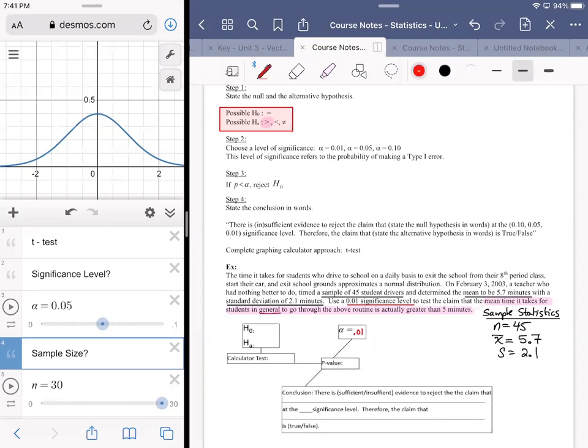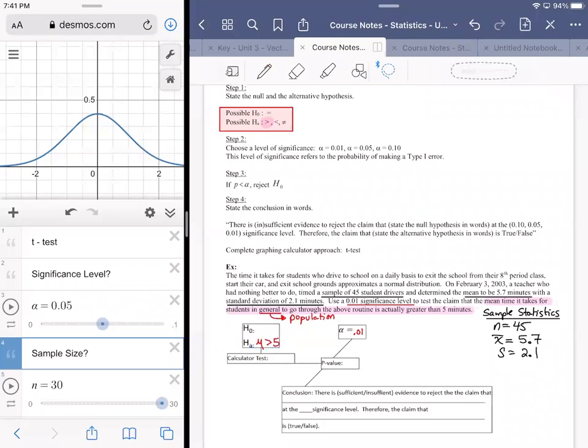Because we're not talking about just these 45 students. We're talking about all students, which is referencing a population. So they're saying test the claim that the mean for a population of students is going to be greater than 5 minutes. The greater than symbol corresponds with the alternative hypothesis. Mu is the symbol that we use for a population mean. We're trying to say in this case that mu is greater than 5 is the alternative hypothesis.